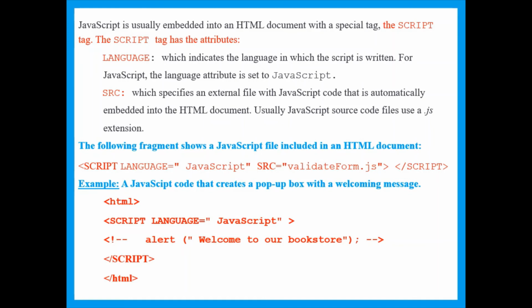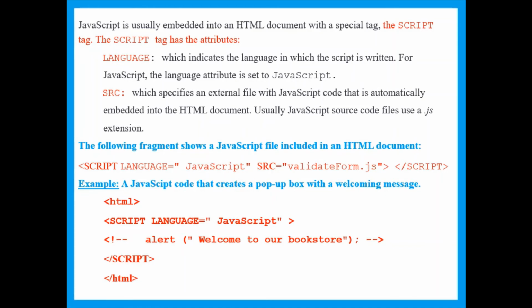Alert is a JavaScript method which is used to display a pop-up message, such as "Welcome to JavaScript page". That alert should be written within the script tag: open tag, exclamatory symbol, 2 hyphens, then the alert message, then close the tag. At the end the scripting has to be closed. This is a simple code which is used to display a pop-up box message within a web page.